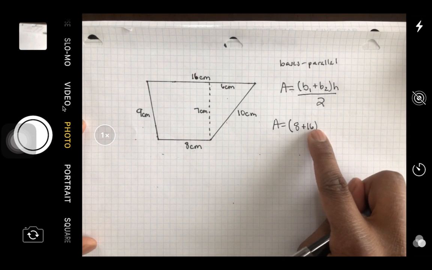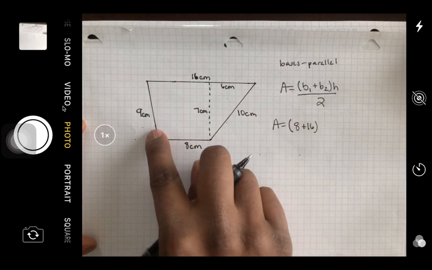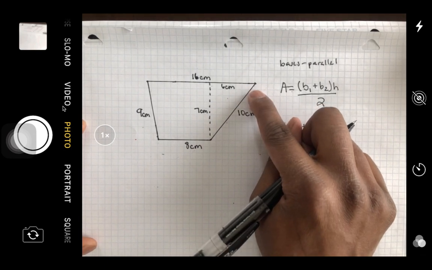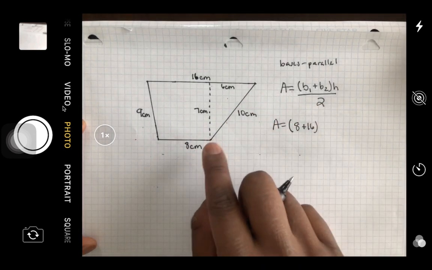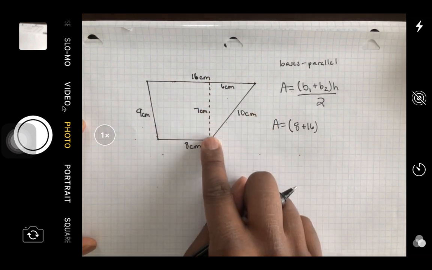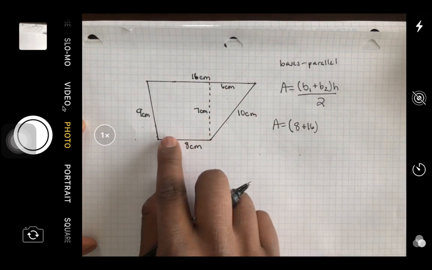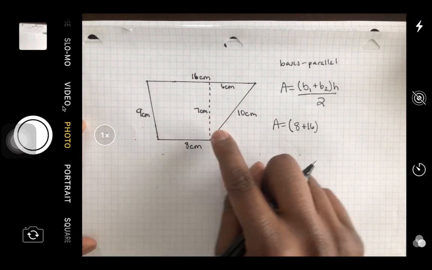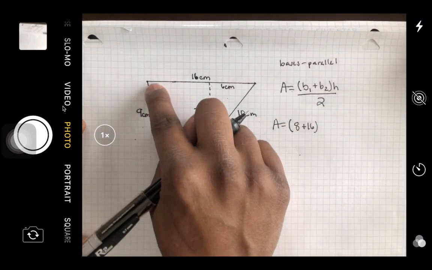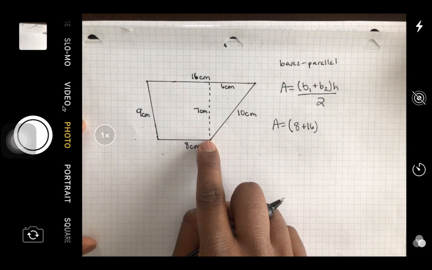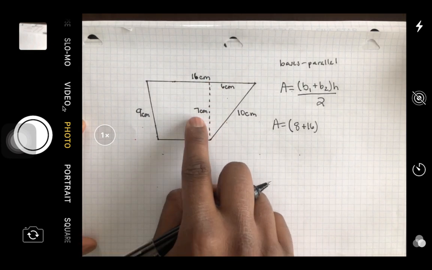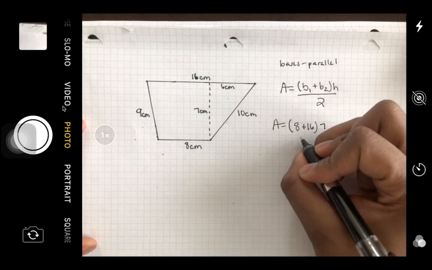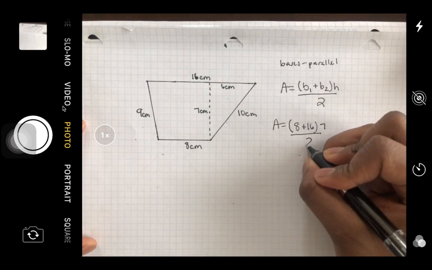Well, what is my height? We tend to like using these numbers on the side. These don't give me an accurate idea of how tall this shape is. Height is normally straight up and down, like this line right here. This is telling me that from the bottom of my shape to the top is 7 centimeters. A slanted line will never be height. Just keep that in mind. Okay, so my height here is actually 7 centimeters. That's why this line is here, to tell me how tall it is. So 7, I'm going to take all that work and divide it by 2.